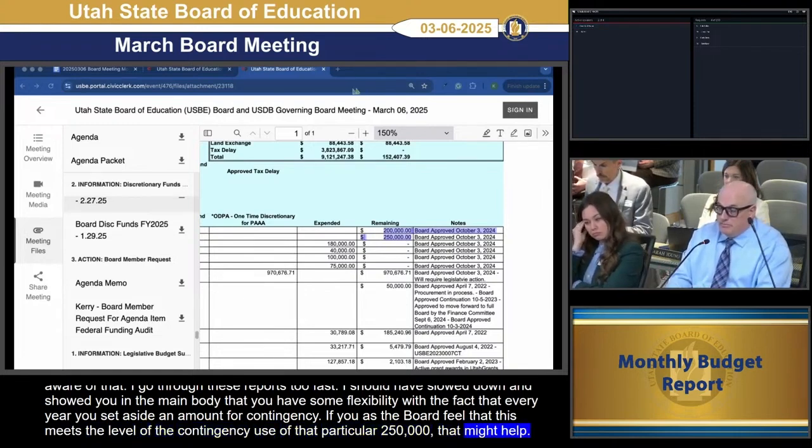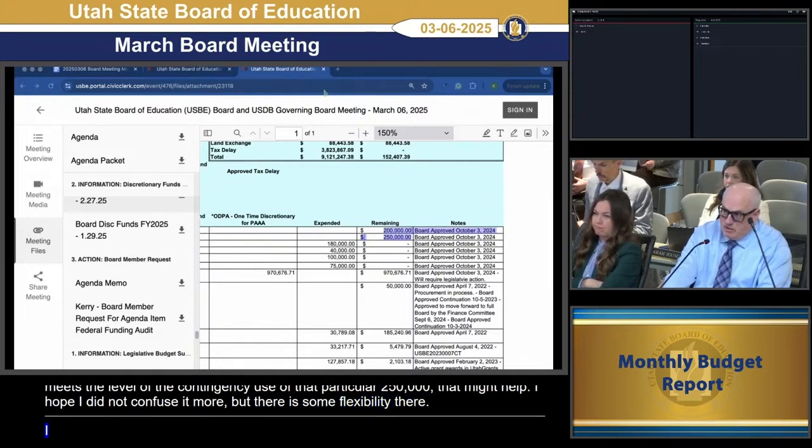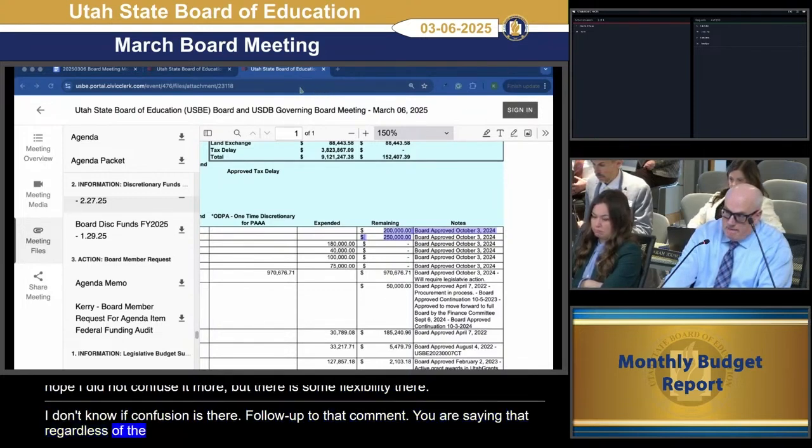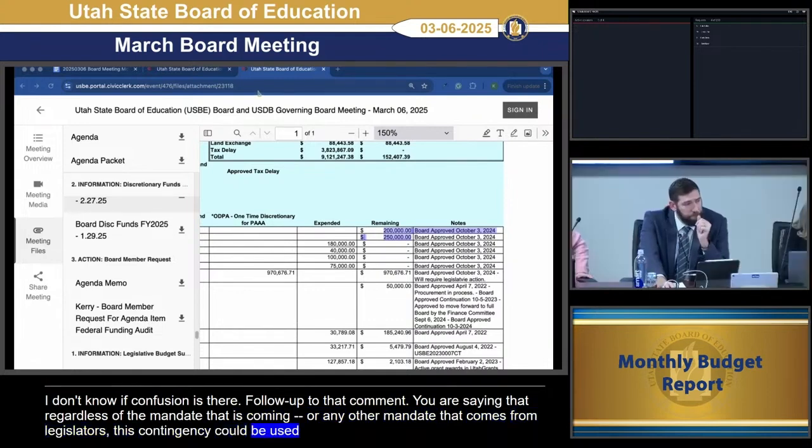Thank you, Chair. I don't know if confusion is there, but just a follow-up to that comment. You're saying that regardless of the mandate that's coming from, or any other mandate that comes from legislators, this contingency could be used as part of this. Correct. Yeah, at your direction. Sure. Yes. Thank you. Let's go to Member Kelly.